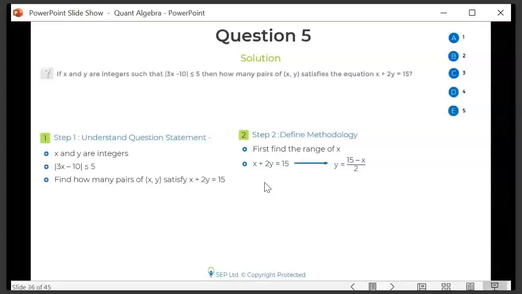Anyone? Think about it. Y is an integer. So if it's an integer, can I take any value of x and put it here? Or do I need to put specific values like even and odd kind of thing? Do I need to take that into consideration? Anyone?